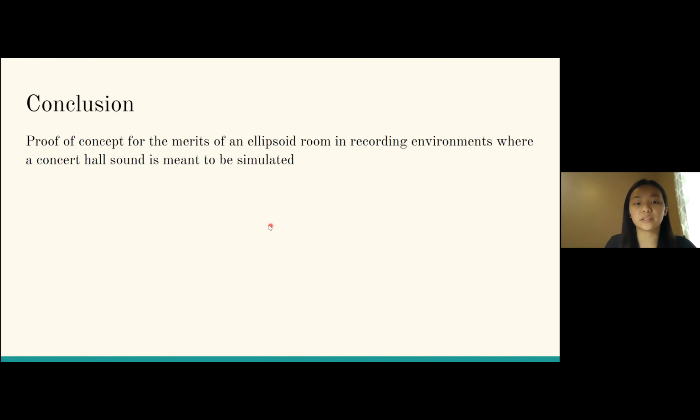And in conclusion, the ellipsoid room is able to simulate a concert hall experience much better than our traditional recording rooms due to the fact that the sound is allowed to propagate through the hall and reverberate to get its optimized sound.